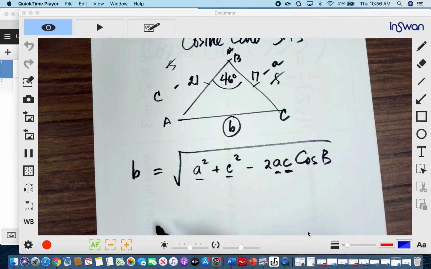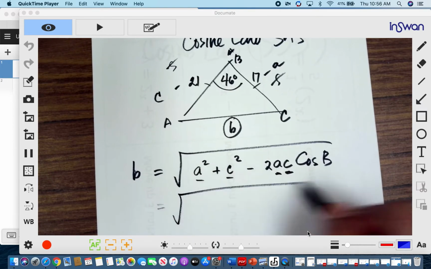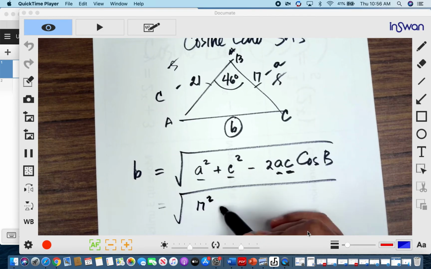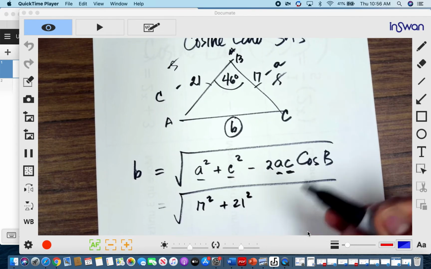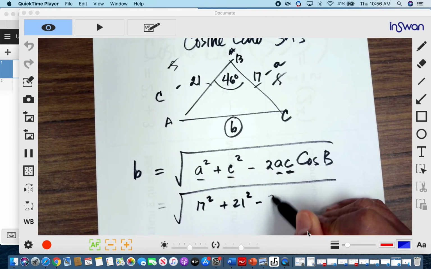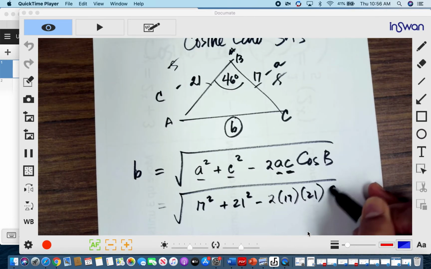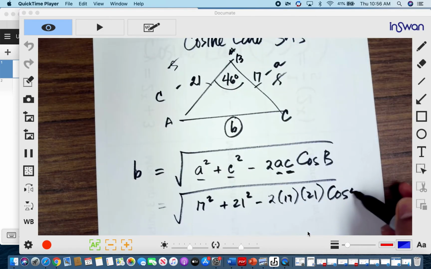All right. So therefore, this will be equivalent to the square root of A, which is 17, squared, plus 21 squared, minus 2 times 17 times 21, and then cosine of the angle, which is 46 degrees.